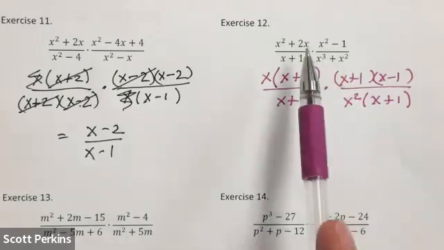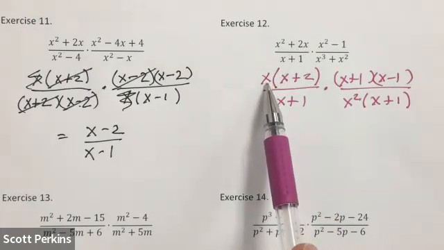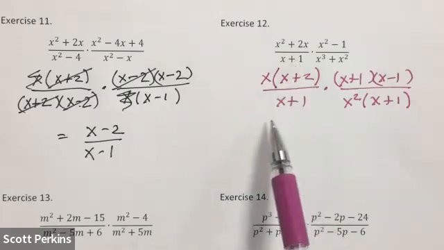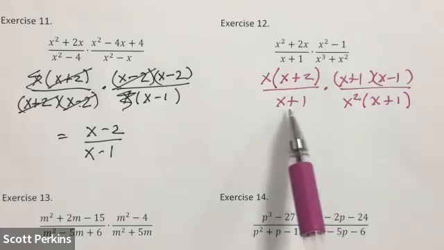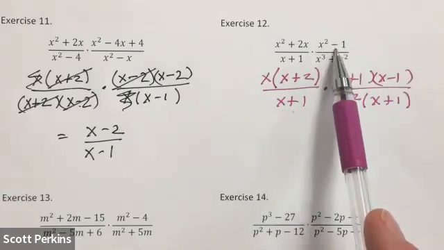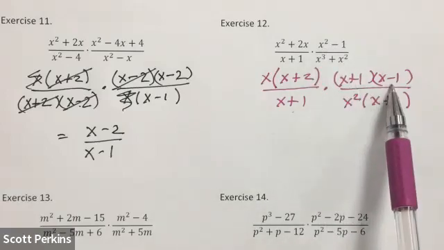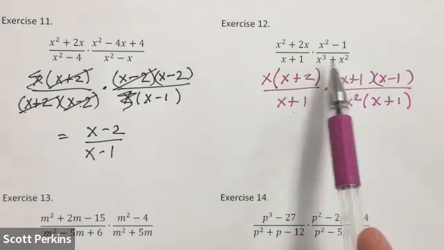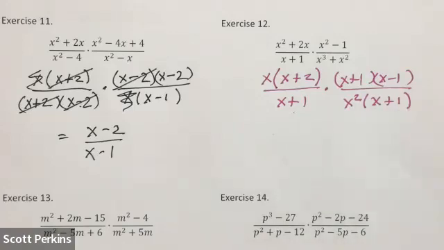So on this one, the first numerator, x squared plus 2x, there's an x in common to those. And so when you factor out the x, you have x times x plus 2. The denominator is x plus 1. That can't be factored at all, so I just leave it. The next numerator, x squared minus 1, that's a difference of squares, so that factors to x plus 1 times x minus 1. And then the last denominator, x cubed plus x squared, they have two x's in common, so x squared, and then that leaves x plus 1.